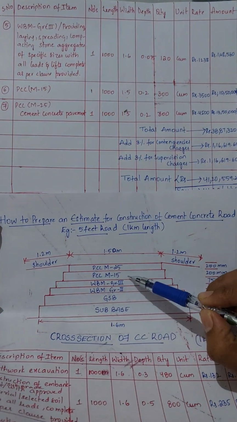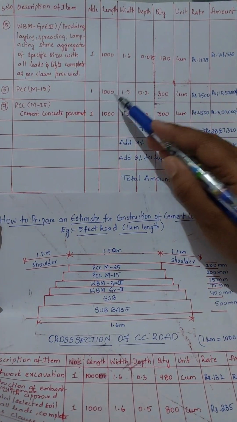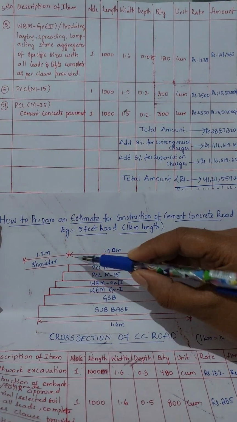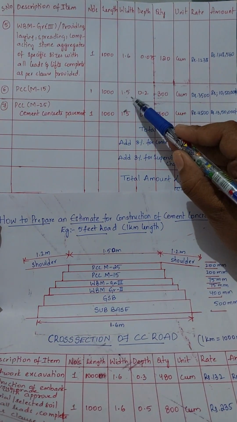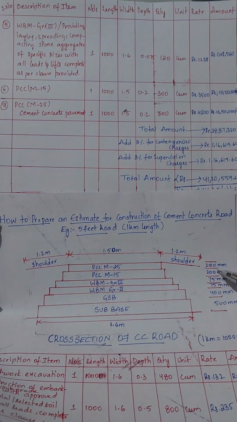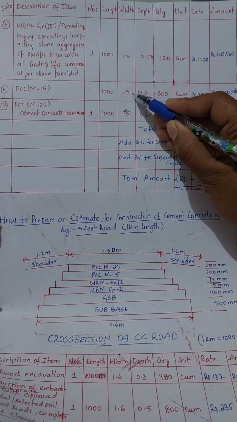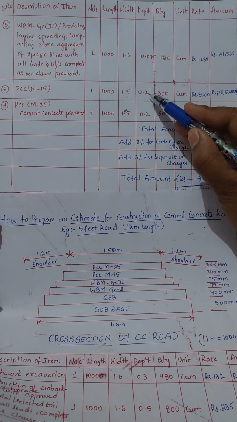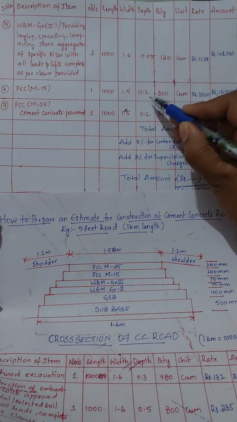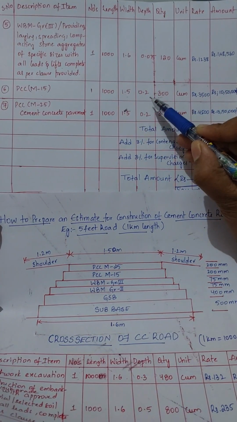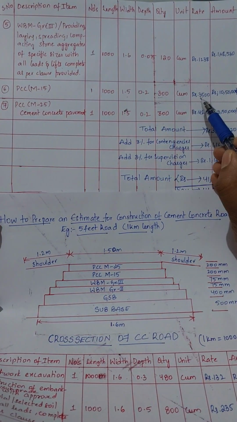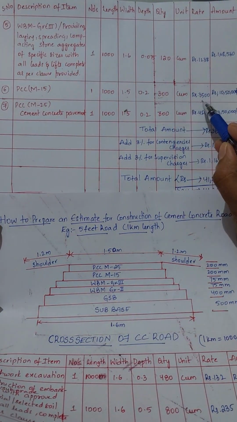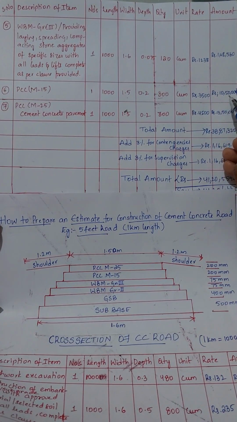Now for PCC M15, the length will be 1 kilometer, which is 1000 meters, and the width is 1.5 meters, because we are doing it for a 5 feet road, which is 1.524, and we are taking 1.5 meters approximately. The depth you can see is 200 mm, which is 0.2 meters. After calculation of 1000 into 1.5 into 0.2, we get 300 cubic meters. The cost for M15 grade concrete is 3500, then 300 into 3500 gives rupees 10,50,000.